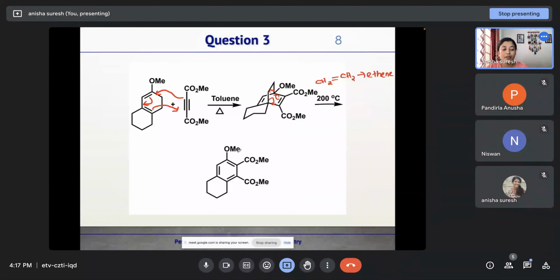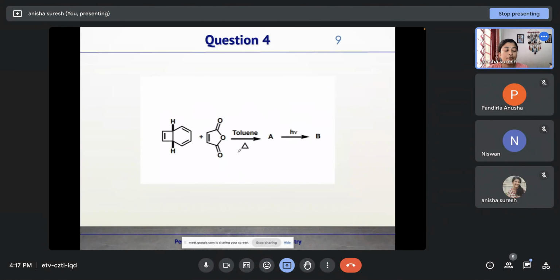Now coming to our question number 4. Here also we have to predict the correct regiochemistry and stereochemistry of the product. So we have been given two starting materials as we can see here. So upon heating under thermal condition it will give a product A, and upon photochemical condition this product A is converted into another product B. So what is the reaction that is taking place here? So this is a diene and this is the dienophile.